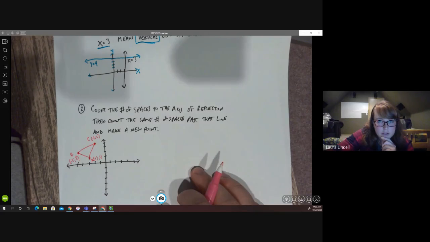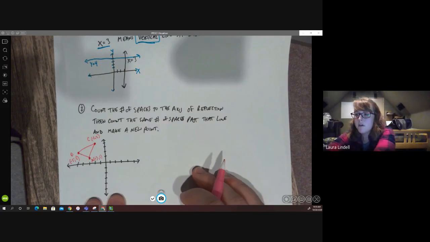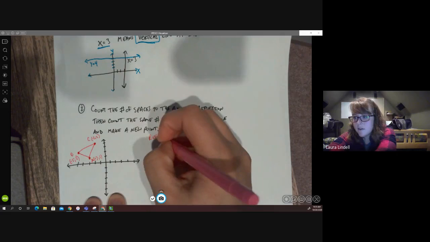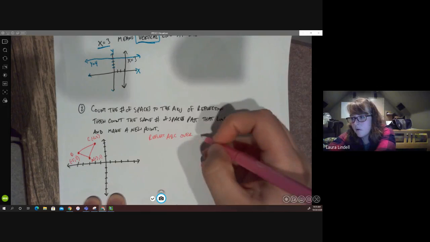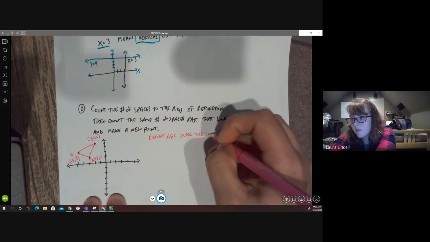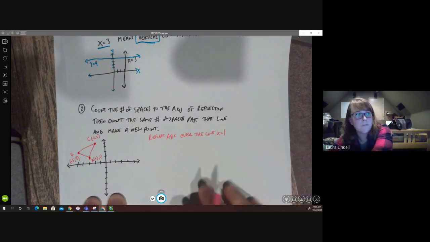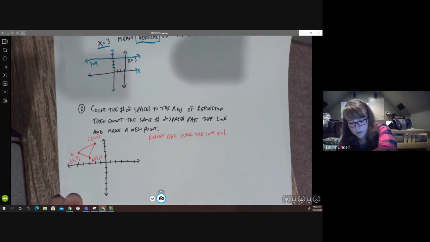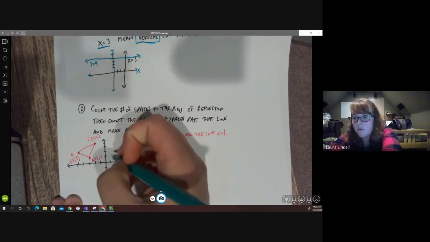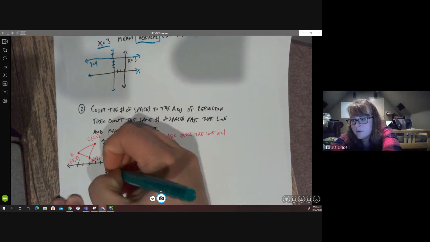So that's my original shape that I might be given. And then our instructions is going to be to reflect ABC over the line x equals 1. Okay. So then we need to find our line of reflection, x equals 1. So that means we go over 1 on the x-axis and we make a line.